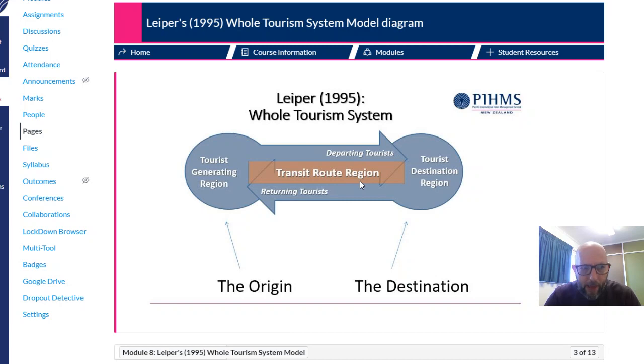Somewhere like Dubai, Abu Dhabi, Singapore, Hong Kong, they're all known as transit route destinations. Okay, they're all known as places where you will have a stopover, a layover, if you like, on a long international flight, the Northern Hemisphere to the Southern Hemisphere, for instance. That's where these aspects kind of come into play.